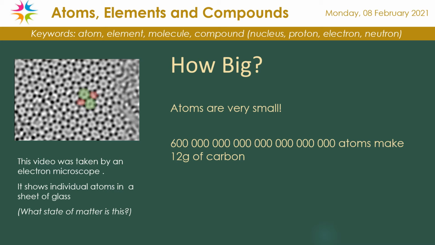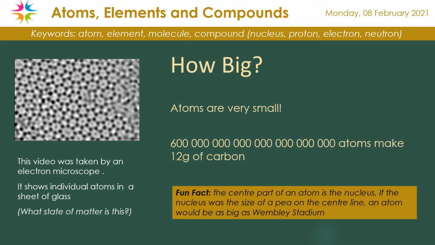Have a look at this animation. It was taken with an electron microscope, which is the only microscope which can show down to the size of an atom. It shows individual atoms in a piece of glass. And have a look at how they move and how they're arranged, because I also want to know what state of matter this is.